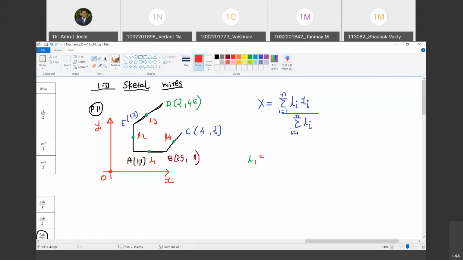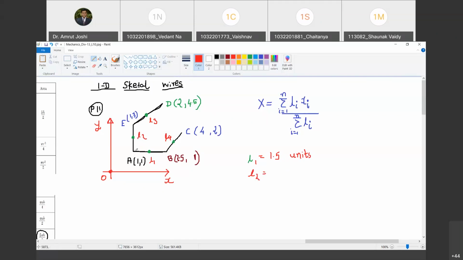It's simple. In this case, it is 2.5 minus 1, 1.5. Have I given any unit, whether these coordinates are in meters or mm? नहीं दिया है. So therefore, I am going to simply write it as unit of length. So it is 1.5 unit. What is L2 now? Tell me.